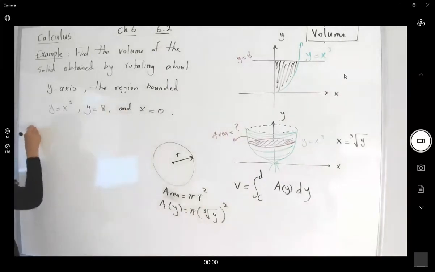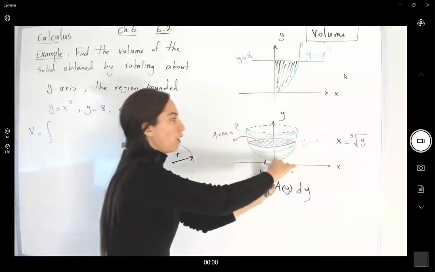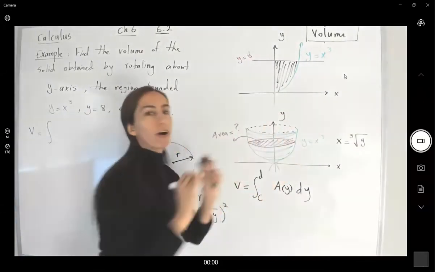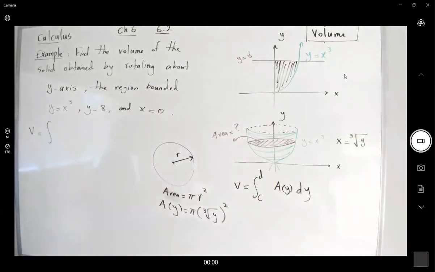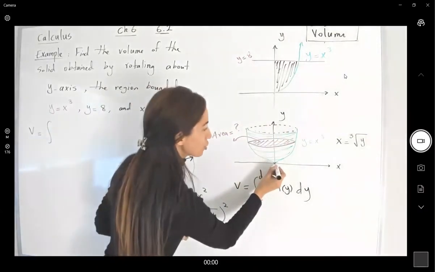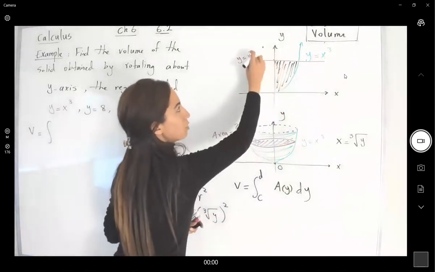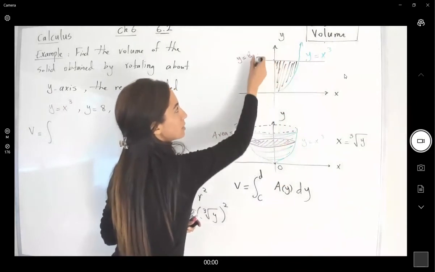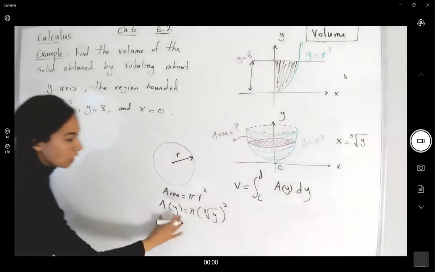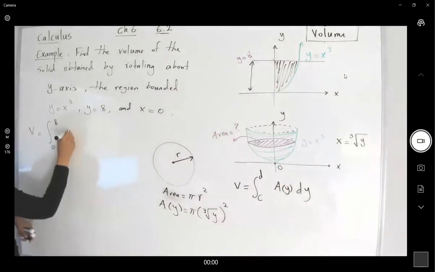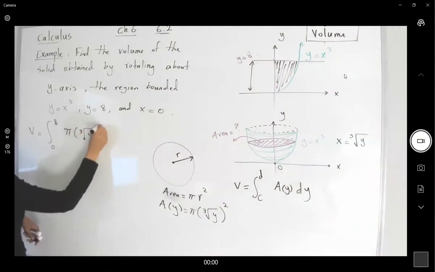Now the volume is equal to the integral. But what are the values on the y-axis? What is c? What is d? Well, it starts at the origin, so from 0, and it starts at the top, and I know y is equal to 8. So y is in between 0 and 8. A of y, or the area, is pi times the third root of y squared, dy.